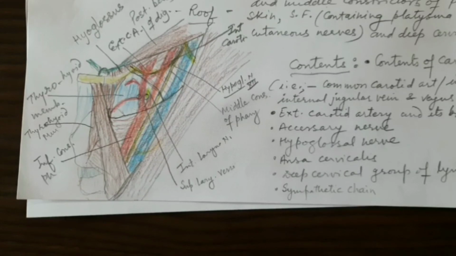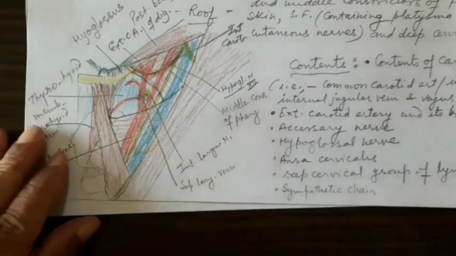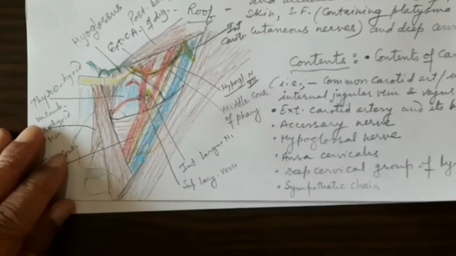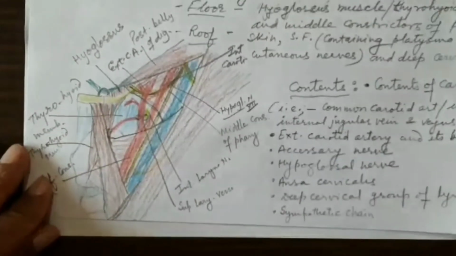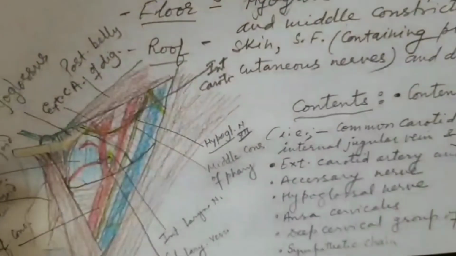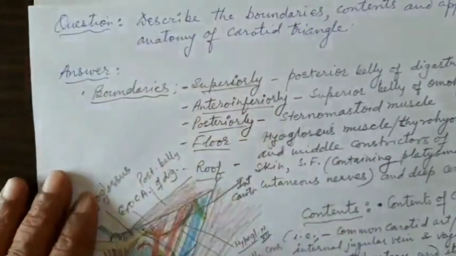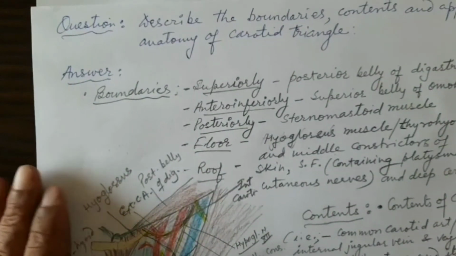Another important content in this carotid triangle, which I have not shown because it is very deeply situated, is that deep to this carotid sheath is the sympathetic chain. The cervical part of the sympathetic chain is just embedded on the posterior surface of the carotid sheath. I hope that this completes all the contents of the carotid sheath, and let us now go to the last point of this video lecture, which is the applied anatomy.